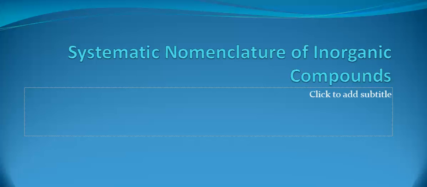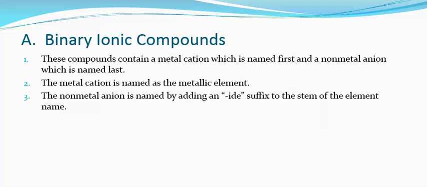Systematic nomenclature of inorganic compounds. We're going to name inorganic compounds. We'll first look at binary compounds. Binary ionic compounds have a metal and a nonmetal.